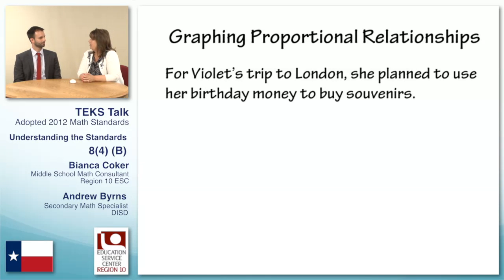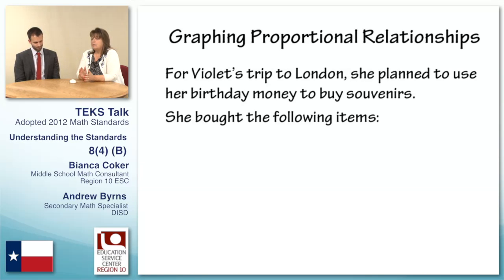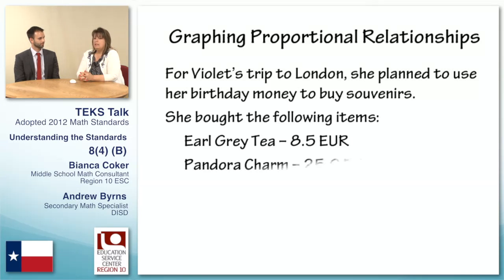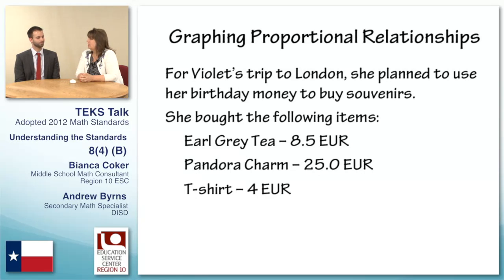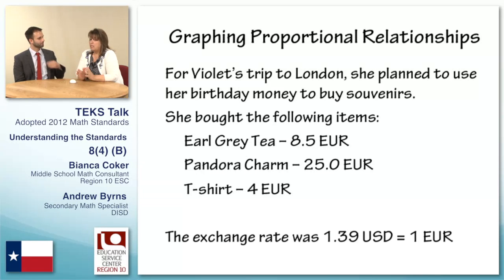My daughter recently traveled to London, and she bought some souvenirs, and she used her birthday money, thank goodness. She bought some Earl Grey tea for her father, and that was 8.5 euros. And then she bought a Pandora charm for her mom, 25 euros. Got a present. I did. And a t-shirt for 4 euros. She was excited because it was really cheap. And the exchange rate was 1.39 US dollars.